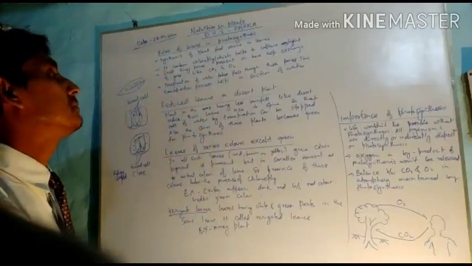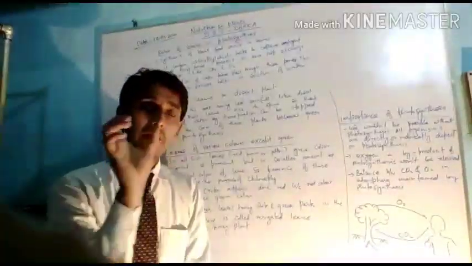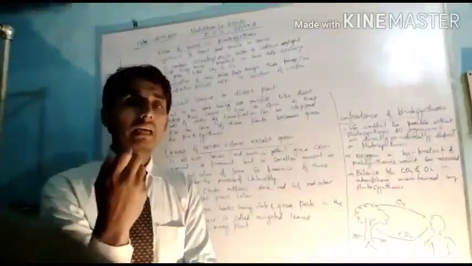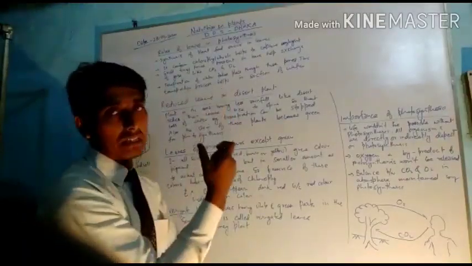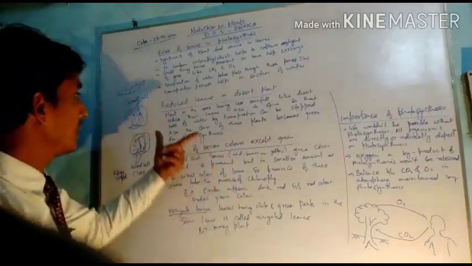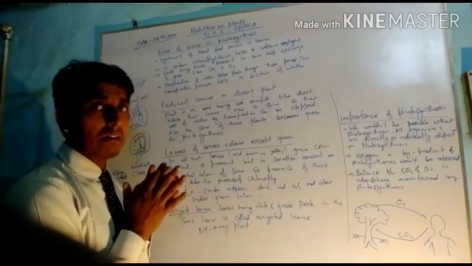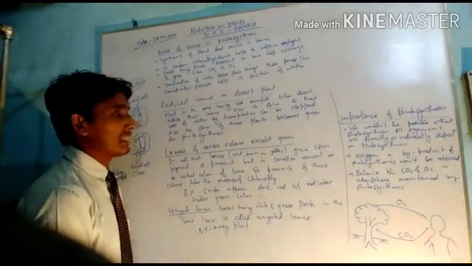Also the stem of these plants becomes green. Like in the case of cactus plants, the stem part of the cactus plants becomes green, so that it can have chlorophyll and photosynthesis can take place. So the leaves of the plant get reduced to a spine in the area having less rainfall.